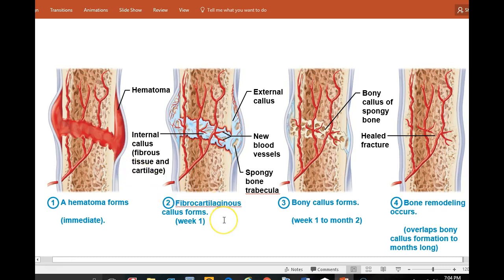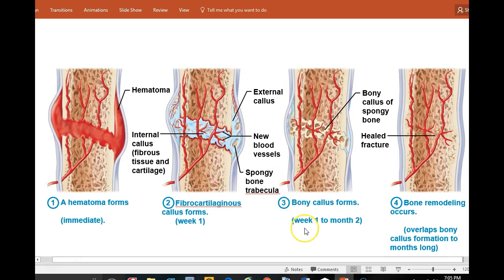Within a week, we get the formation of a fibrocartilaginous callus. And the purpose of this fibrocartilage structure that you'll see here deep to the periosteum is to connect the two ends of the bone so that now we can work internally and set down functional, healthy, well-organized bone tissue.